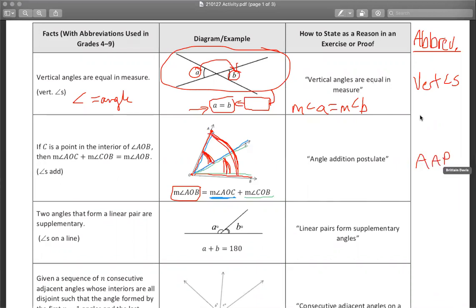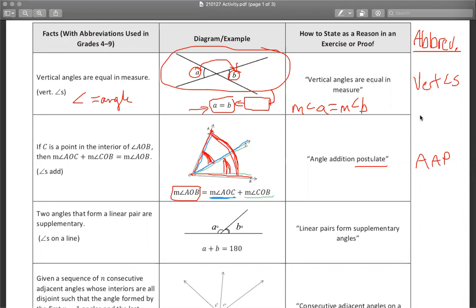It's just shorthand for angle addition postulate. A postulate is just another word for, kind of, a theorem in a sense. There is a difference between what a postulate and a theorem is, but we're not going to worry about that for right now. Okay, so anyways, two angles that form a linear pair are supplementary.